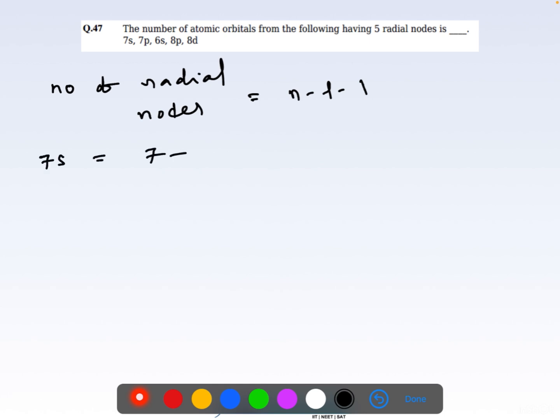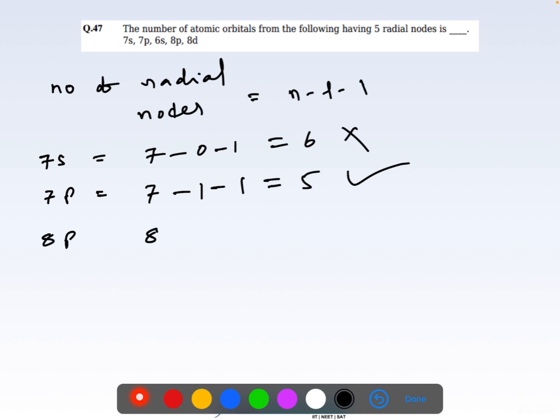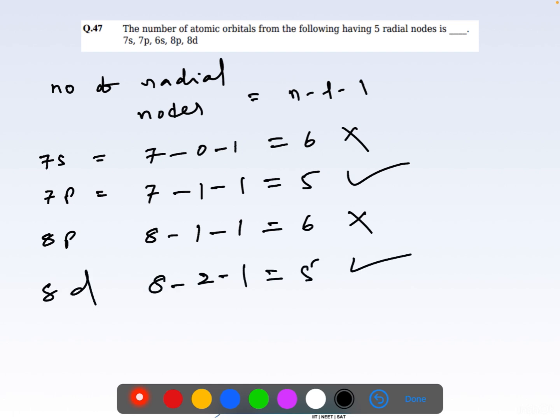The number of atomic orbitals from the following having 5 radial nodes each. Number of radial nodes is equal to n minus l minus 1. So for 7s orbital, it is 7 minus 0 minus 1, 6. For 7p orbital, it is 7 minus 1 minus 1, that is 5. For 8p orbital, it is 8 minus 1 minus 1, that is 6. And for 8d orbital, 8 minus 2 minus 1, that is 5. So the number of orbitals having 5 radial nodes is total 2.